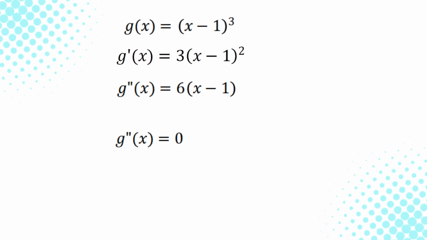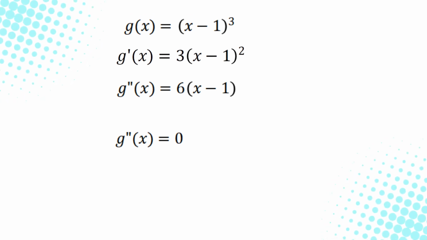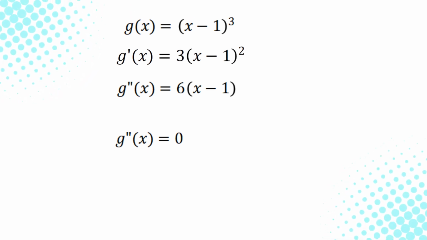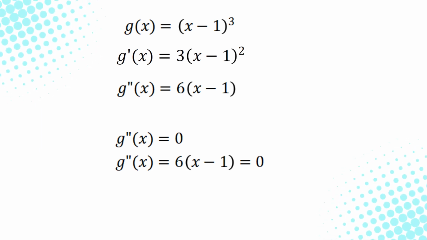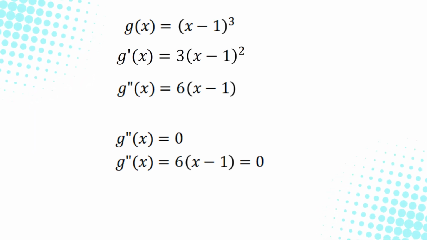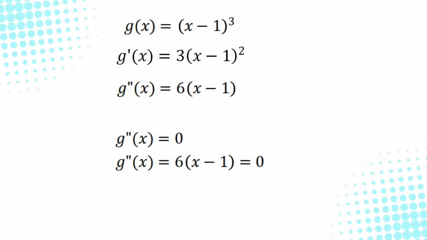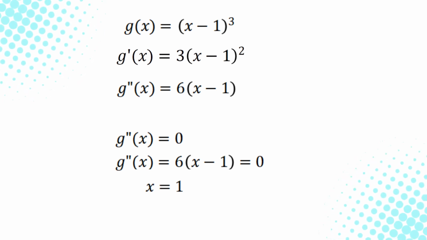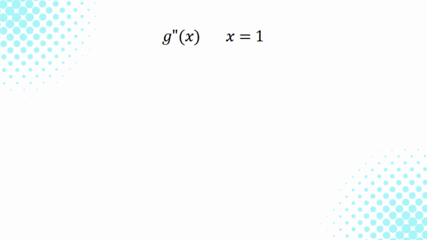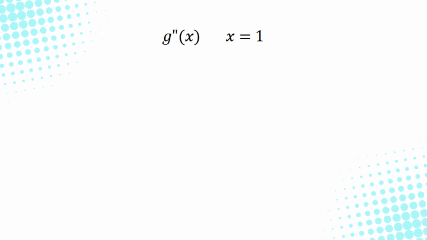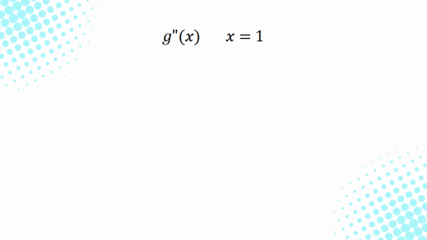And now, we are going to find where g double prime of x is equal to 0 or is undefined. g double prime of x equals 6 times the quantity of x minus 1 equals 0. x is equal to 1. g double prime of x is defined for all x. So the only candidate for a possible inflection point is x equals 1.